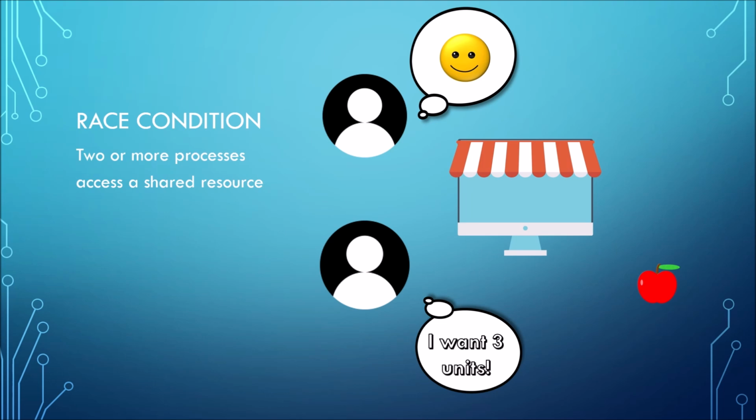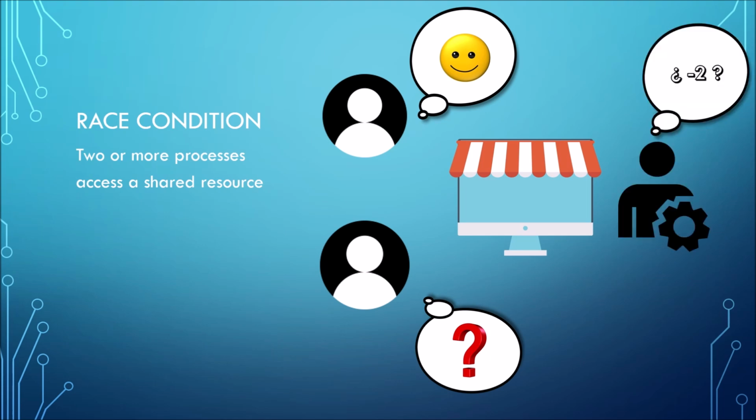The first buyer will be happy, because he will see that his 4 units will soon be shipped. The second buyer will see that only 1 unit will be shipped, even though he bought 3 units. And the store manager will see a negative number in stock in the inventory. This example is a race condition and is a problem that should not have happened.